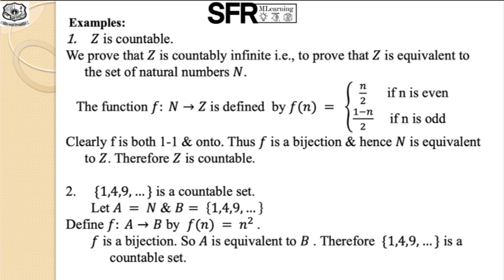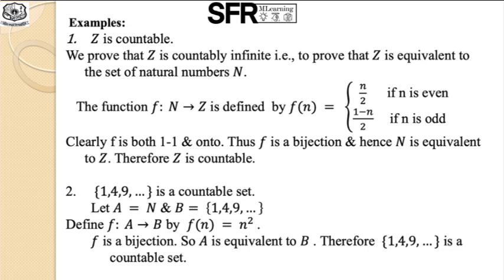It is not finite, so it is countably infinite. If we prove that the set is countably infinite, by definition we say that Z is countable. By definition of countably infinite, we have to prove that there exists a bijection between Z and the set of all natural numbers. That is to prove that Z is equivalent to the set of all natural numbers.